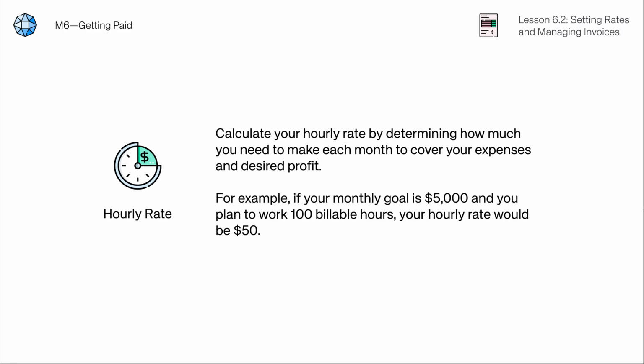The first model is hourly rate, and charging by the hour is very straightforward, especially when the project scope is flexible. You can calculate your hourly rate by determining how much you need to make each month to cover your expenses and keep a desired profit. For example, if your monthly goal is $5,000 and you plan to work 100 billable hours, your hourly rate would be $50. This method ensures that your pricing is aligned with your financial needs and workload.